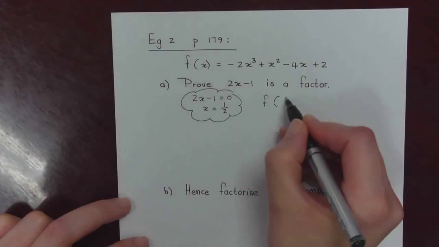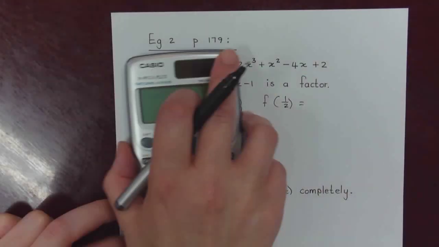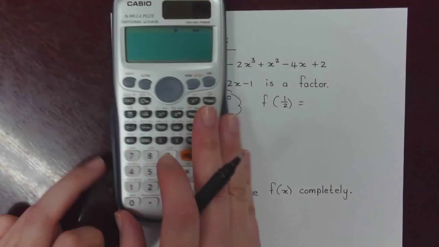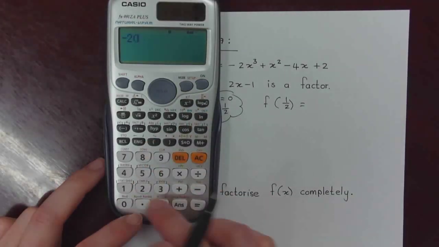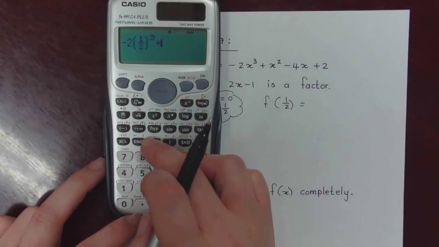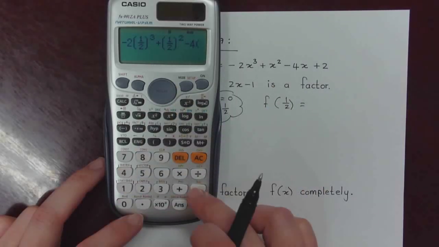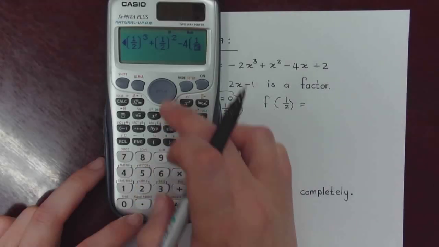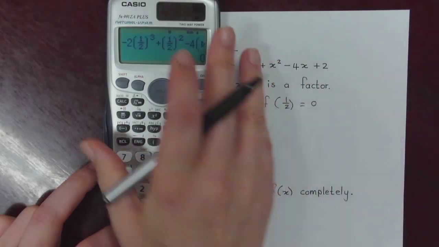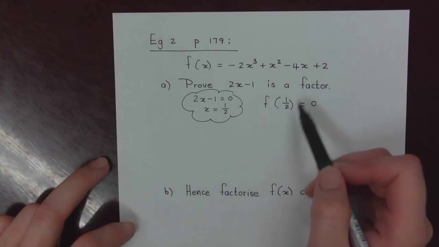So I'll go, f of a half is then equal to, and I am going to use the calculator here again, minus 2 times a half cubed plus a half squared minus 4 times a half plus 2. And that ends up giving me 0. So that means yes, 2x minus 1 is a factor of that.